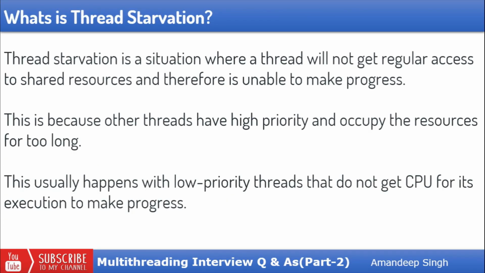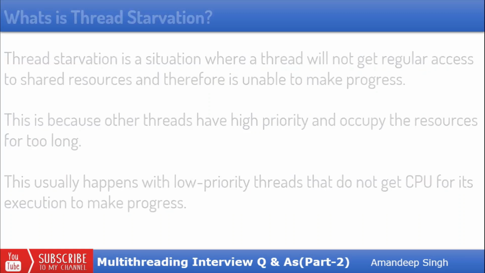Next is, what is thread starvation? Thread starvation is a situation where a thread will not get regular access to the shared resources and therefore is unable to make any progress. This is because other threads have high priority and occupy the resources for too long. Thread starvation usually happens with the low priority threads that do not get CPU for their execution to make any progress, because the higher priority threads will keep on getting the CPU.